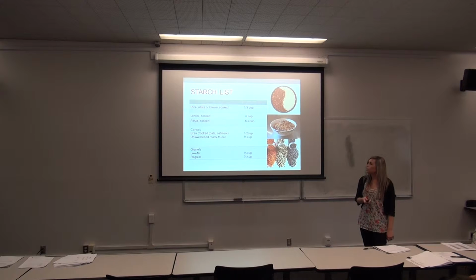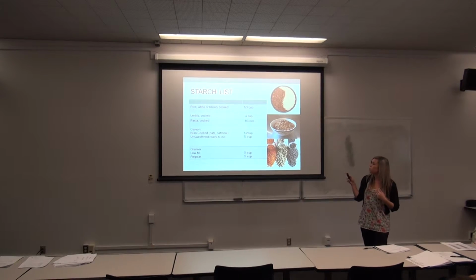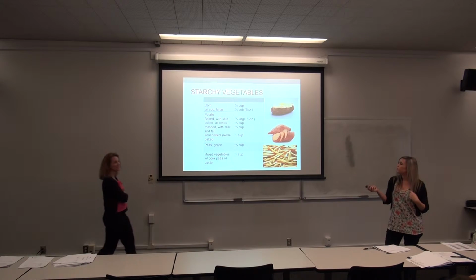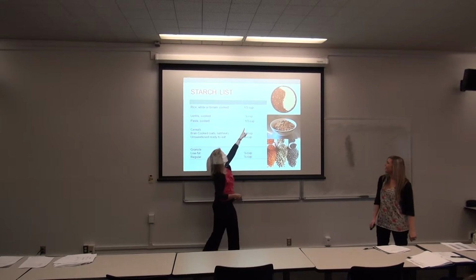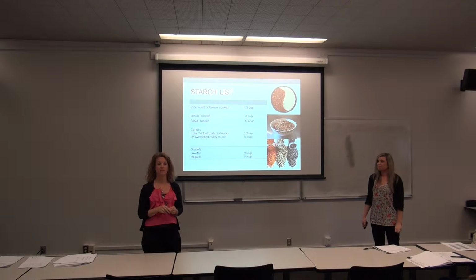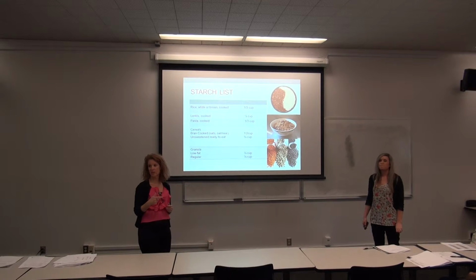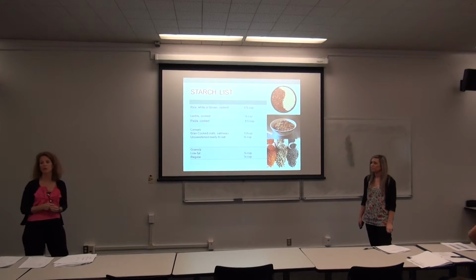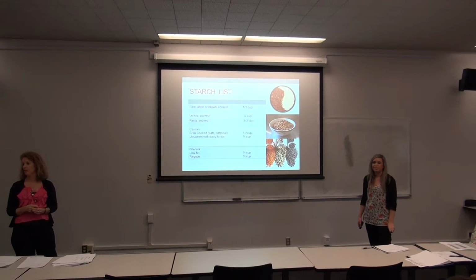Here are some more ideas. A lot of people eat rice and pasta, so it gives you an idea of how much a serving would be that you could count as a starch. Let me point something out. What does that say? A third of a cup, and it's cooked. So that's the serving size that we're looking at, a third of a cup. So it's not much. Rice is the same thing. A third of a cup of cooked rice is one serving.